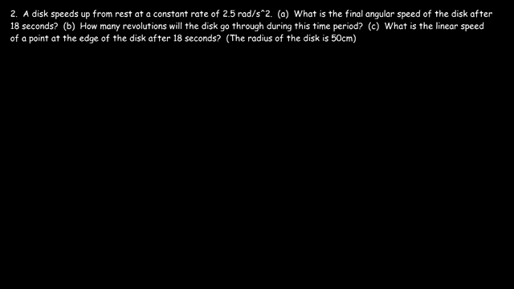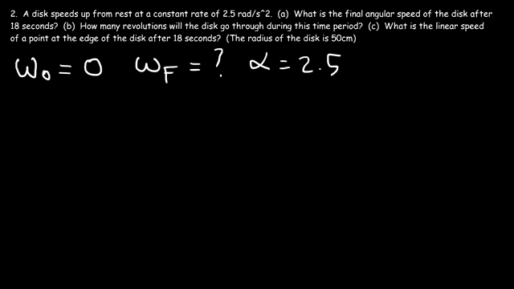Now let's move on to number 2. A disk speeds up from rest at a constant rate of 2.5 radians per second squared. What is the final angular speed of the disk after 18 seconds? Well, let's write down what we know. We know the initial angular speed is 0 because it starts from rest. Our goal is to calculate the final angular speed. We're given the angular acceleration, it's 2.5 radians per second squared, and we know the time is 18 seconds.